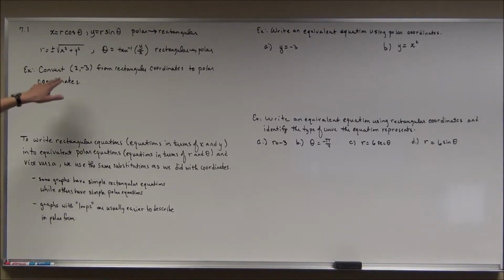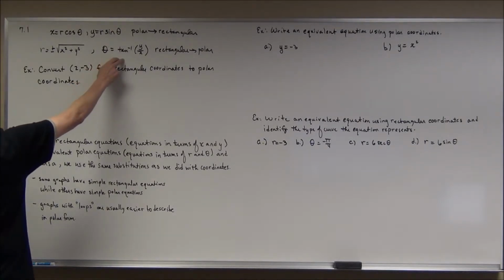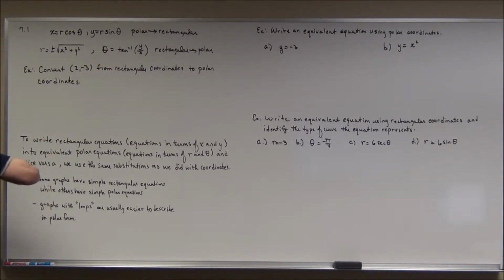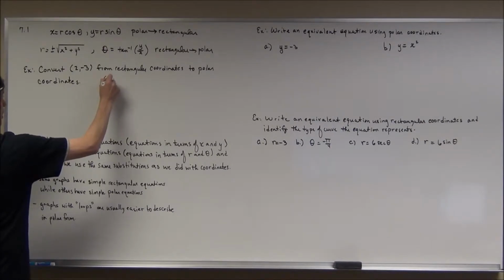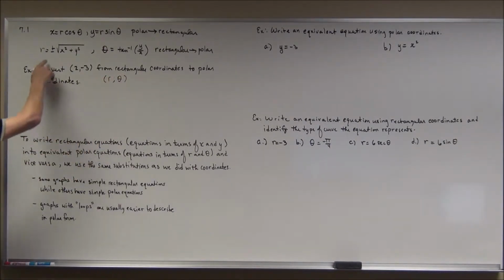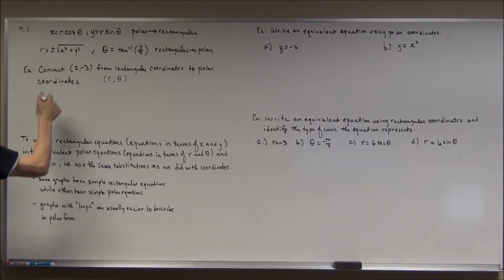We have rectangular coordinates, the ordered pair (2, -3), and we're going to convert these to polar coordinates. I didn't bring my calculator with me, so I'm going to have to most likely leave my answer in terms of an inverse tangent here. But first things first, we want (r, theta). Remember, polar coordinates are (r, theta). So r can be found by going through this process.